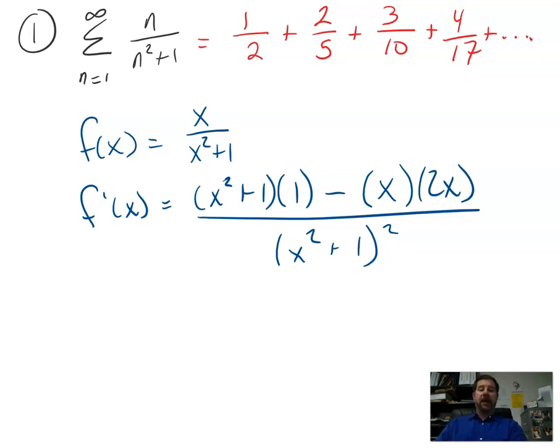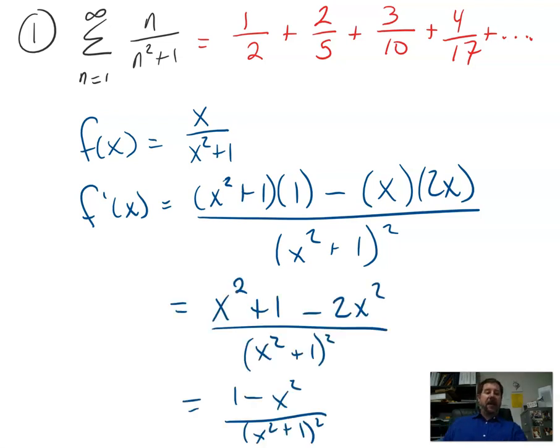I'm now going to simplify it. When I simplify this, we end up with 1 minus x squared over (x squared plus 1) squared. Then if I start thinking about what we're doing, we're using values that are bigger than 1, right? Going from 1 to infinity. So in this case, for x's greater than or equal to 1, if I plug in big numbers, that's going to give me values that get smaller, right?